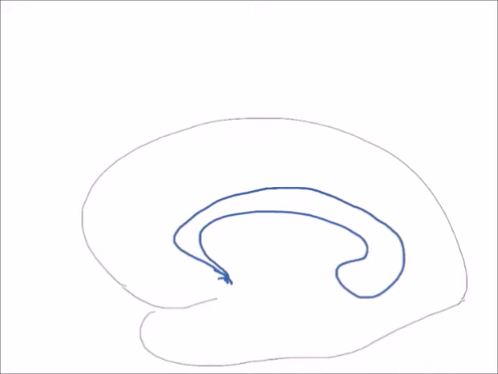So this part is the genu of the corpus callosum, and here we have the rostrum of the corpus callosum. This is the genu of the corpus callosum, and this area here is called the body of the corpus callosum, and lastly the splenium of the corpus callosum, which is this part of the corpus callosum.